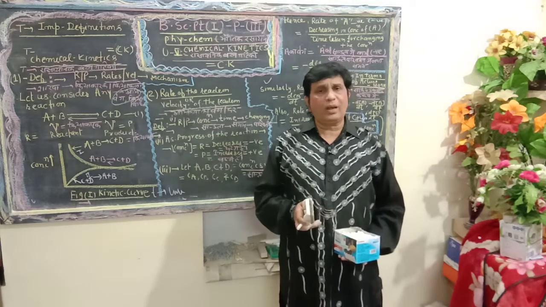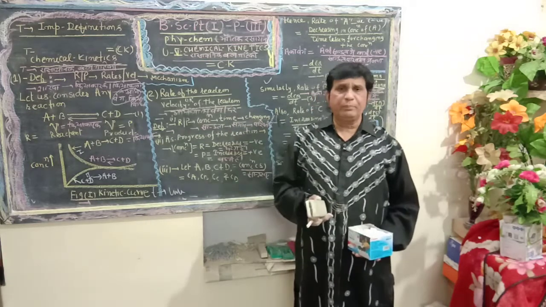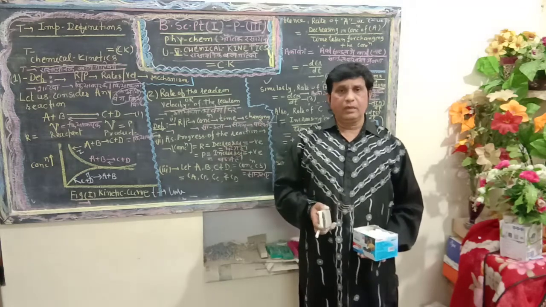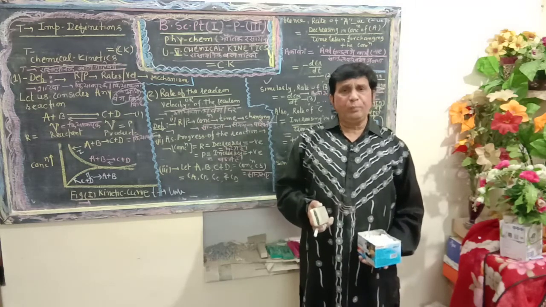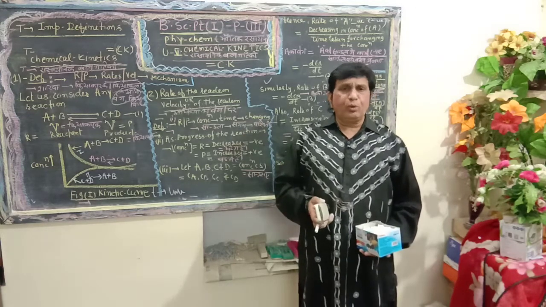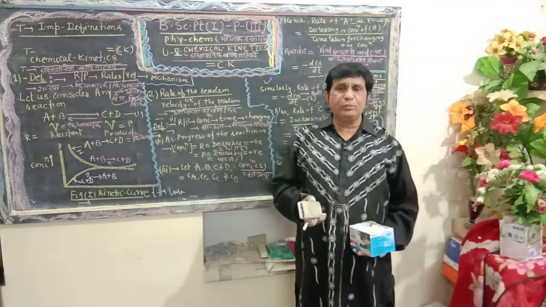So first of all, I choose Unit 5, Chemical Kinetics. I will deliver my lecture on Chemical Kinetics. Dear students of B.Sc Part 2, in our previous lecture, first of all, I brought to your kind notice what I have discussed in the classroom.